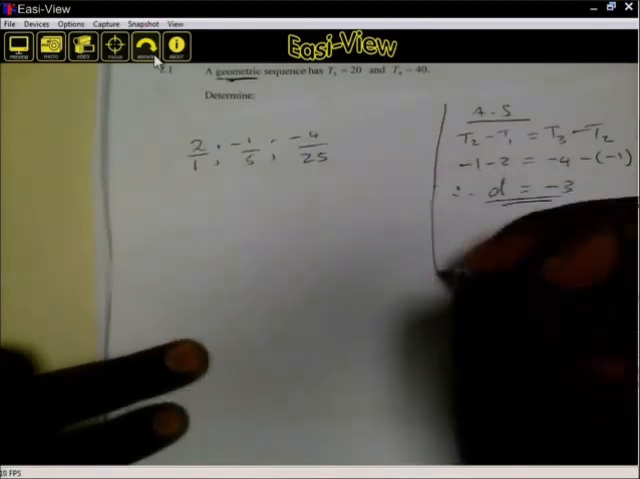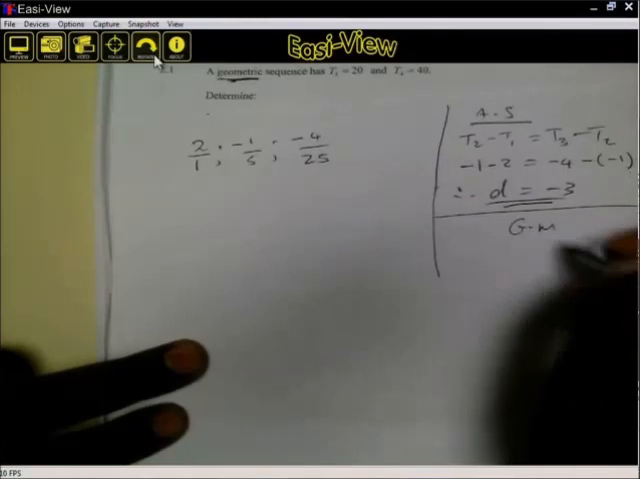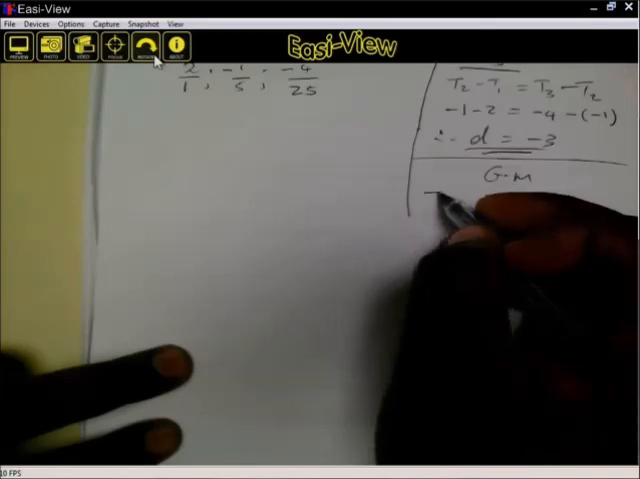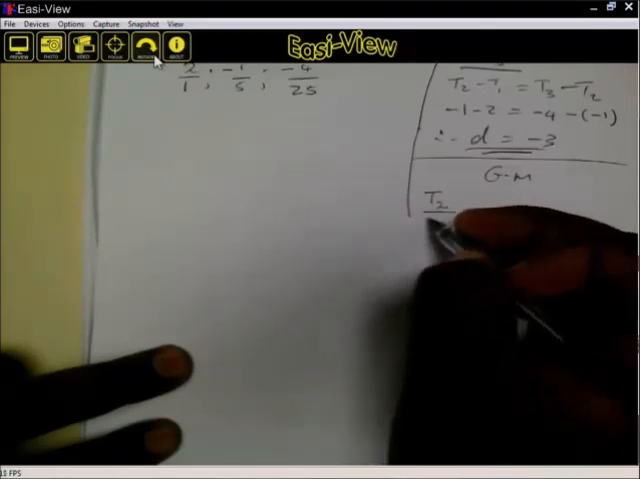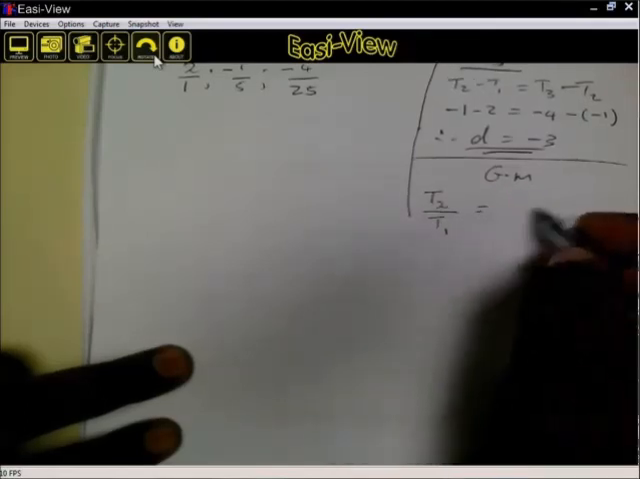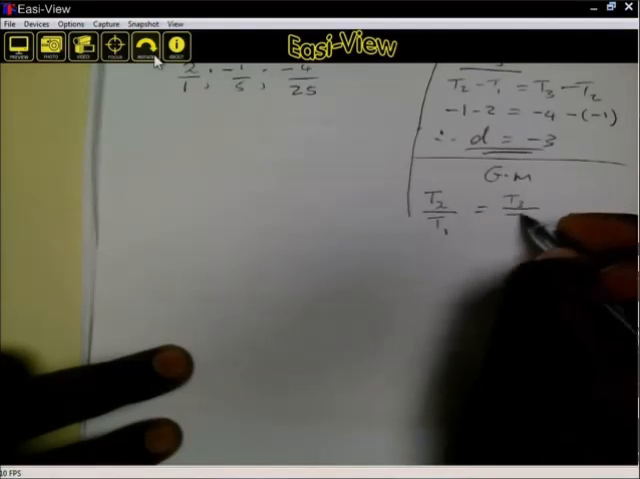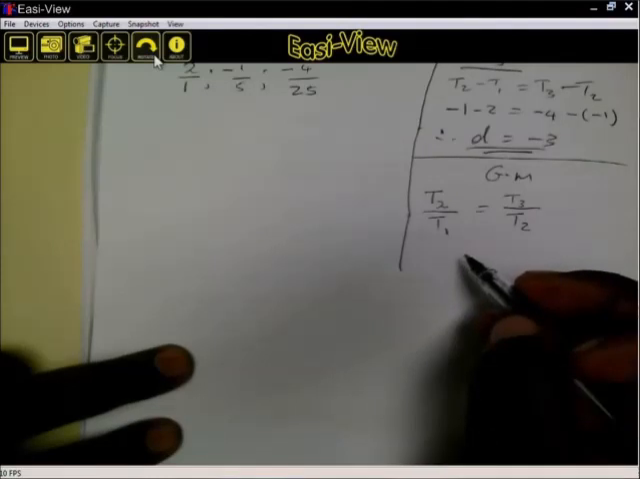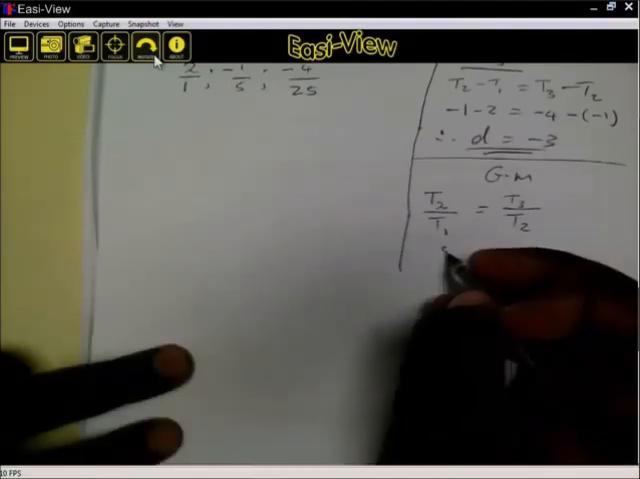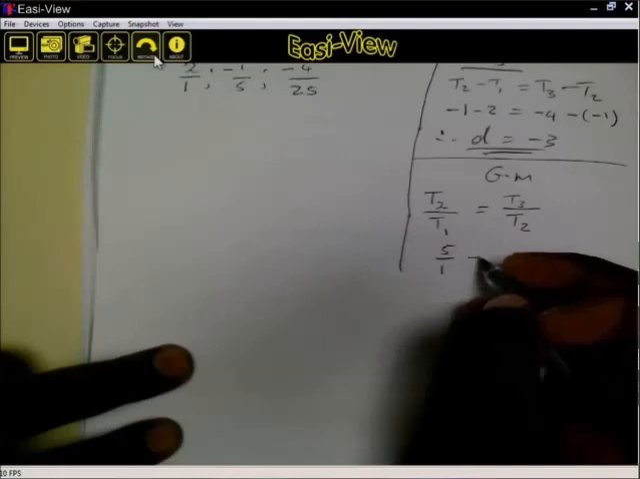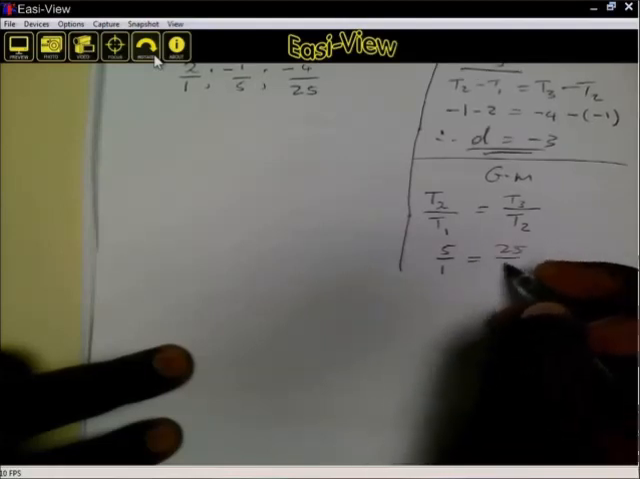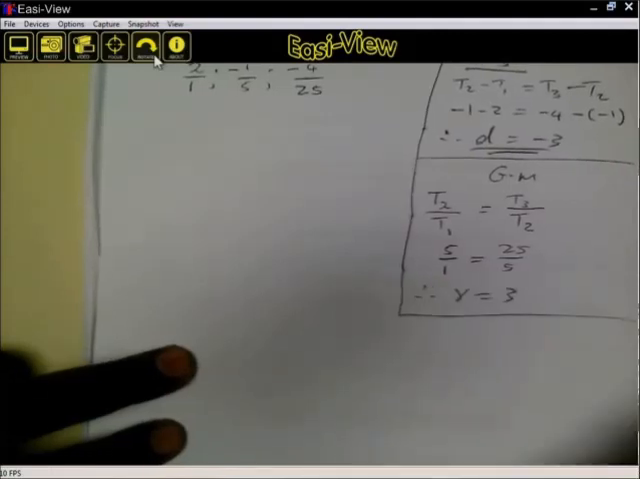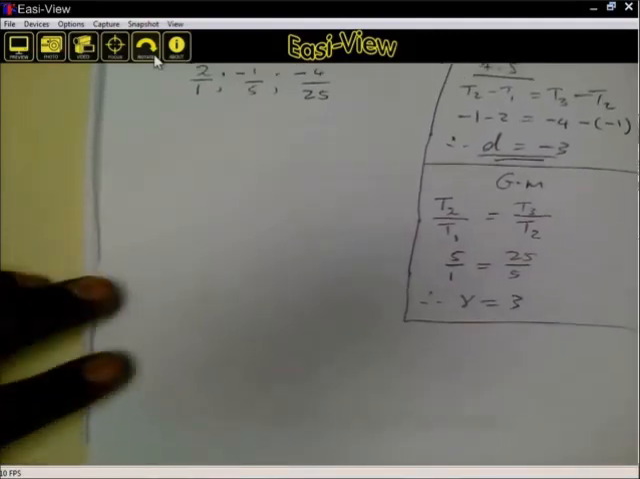And for the sequence below, which is geometric, we talk about the common ratio, and we use the formula T2 over T1, which must be the same as T3 over T2. Now T2 is 5 over T1 which is 1, which must be the same as 25 over 5, and therefore the common ratio is 3. Now let's look at the questions.